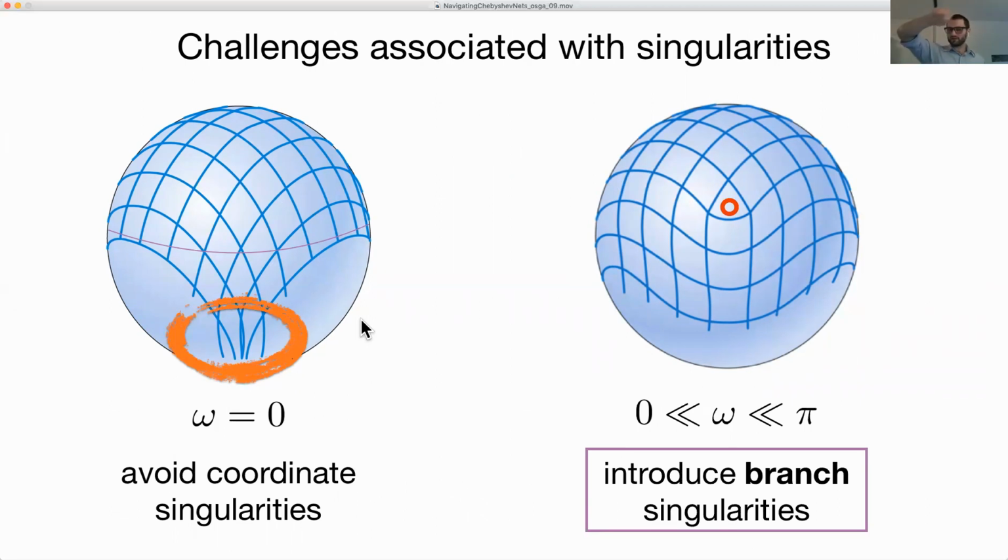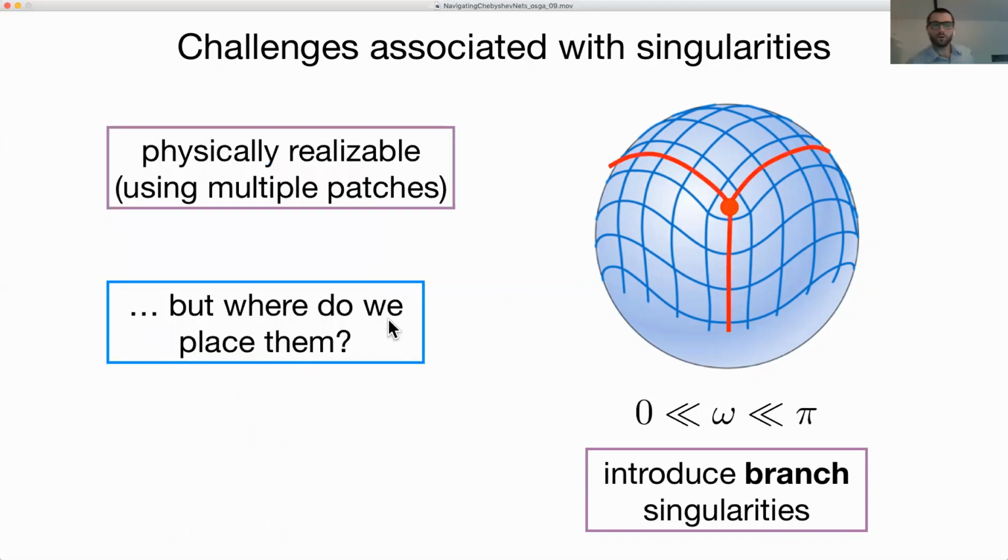Here, if you go around this branch point, you can see that the Chebyshev net itself still satisfies an angle bound, which means it can be built from real fabric. So great, we've now decided that we want to use these physically realizable branch singularities by piecing together multiple patches instead of using coordinate singularities. But we've now run into the same problem again, which is where do we put them? And how do we know that that's a good place to put them?